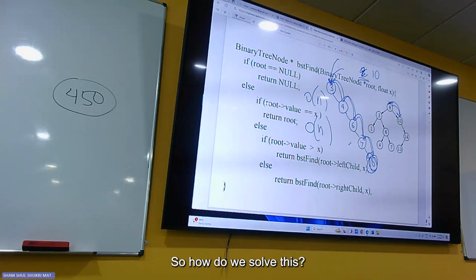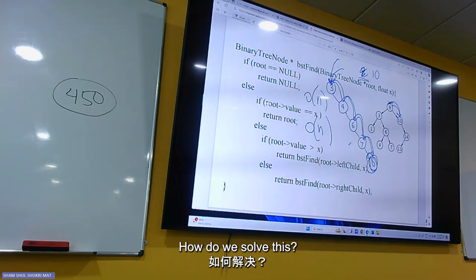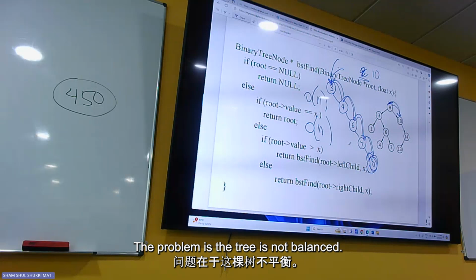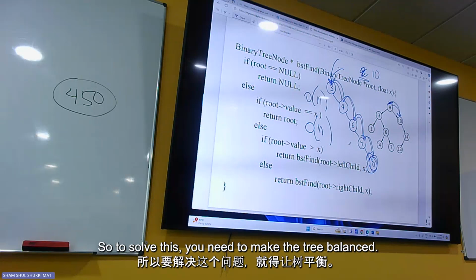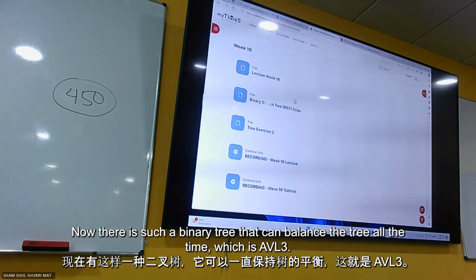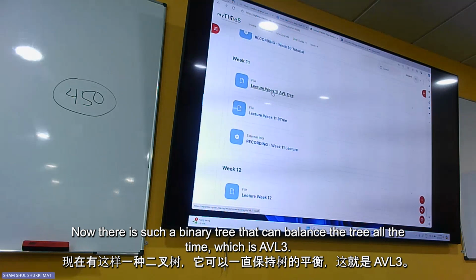So how do we solve this? How do we solve this? What needs to be done? The problem is the tree is not balanced. So to solve this, you need to make the tree balanced. Okay? Now there is such a binary tree that can balance the tree all the time, which is AVL tree.